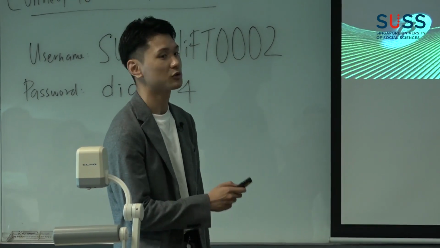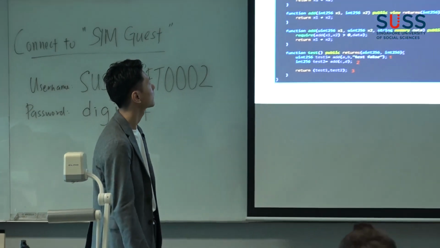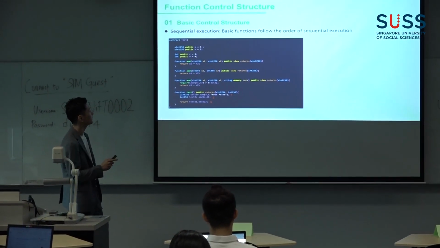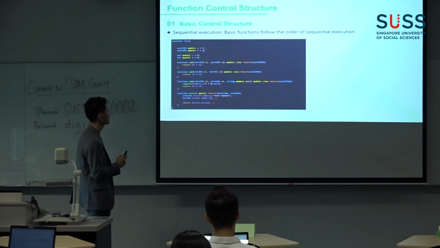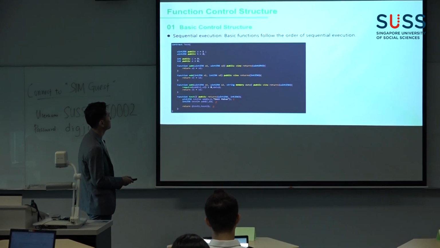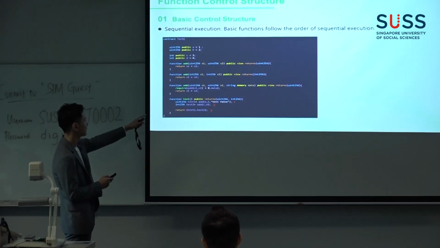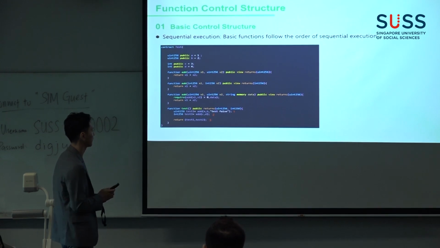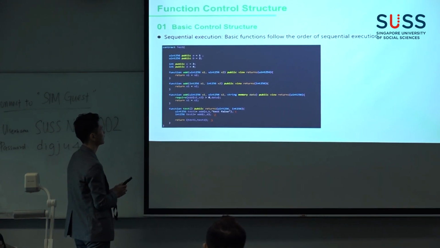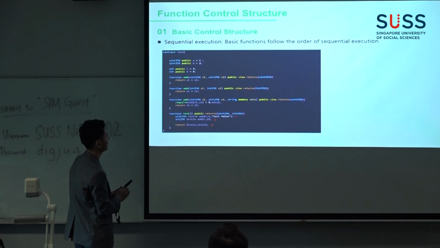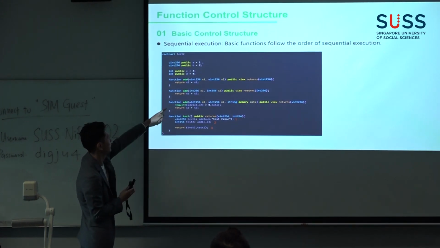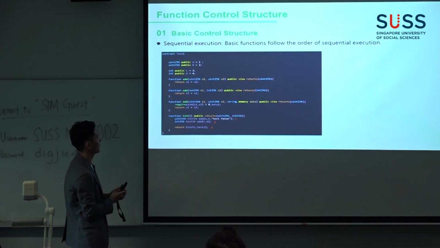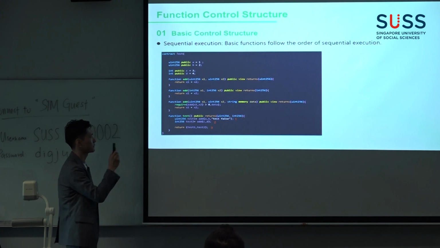Okay, function control structure. Solidity contract is executed sequentially from top to bottom. For example, in our function test, the function flow goes like this. So in order to get the value of test1, we invoke the third add function, and that's the first step. And for test2, we use the second add function, and then the values will be returned. So it's just from top to bottom.